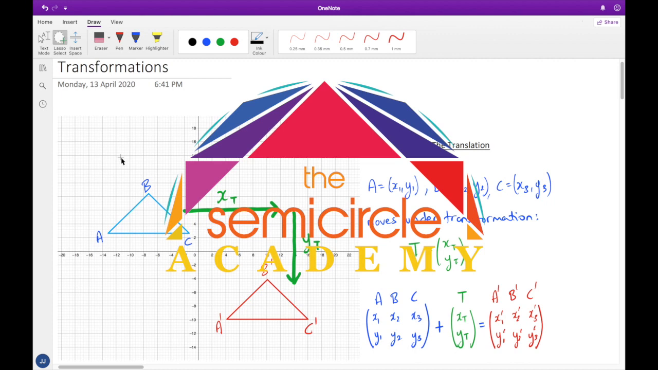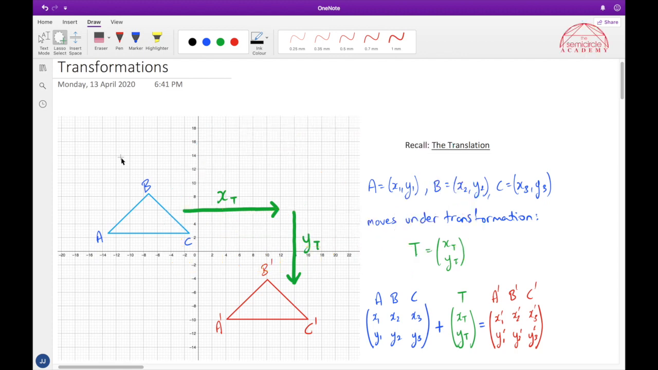It's going to require you to be good at the multiplication of matrices. So if you're not yet good at the multiplication of matrices, check out our Matrices 1 video. Also, that Matrices 1 video covered the very beginnings of transformations, and that's when we spoke about the translation.